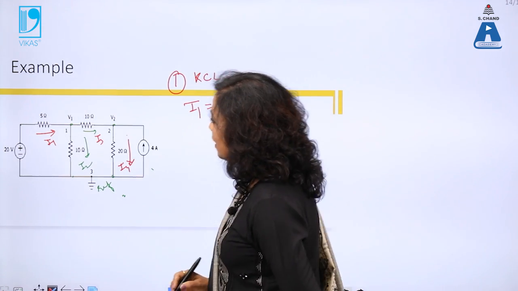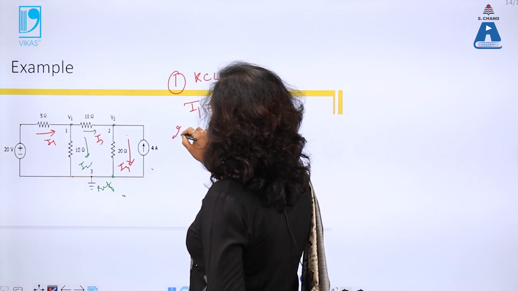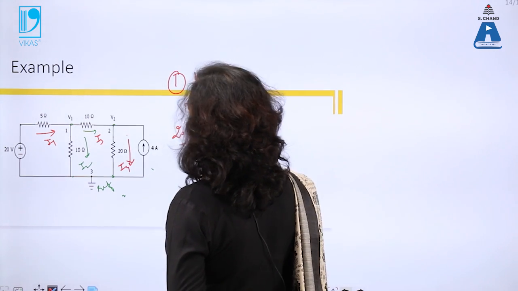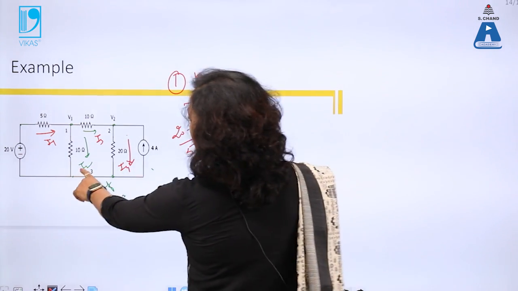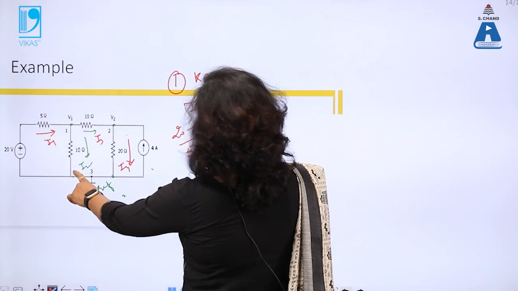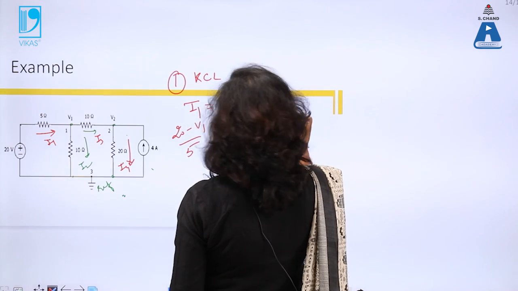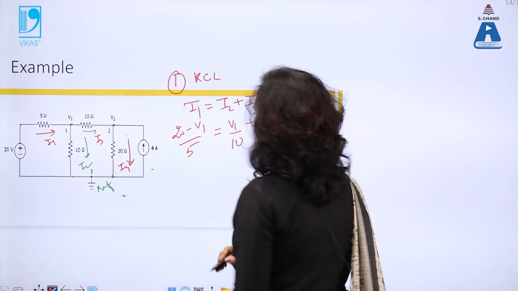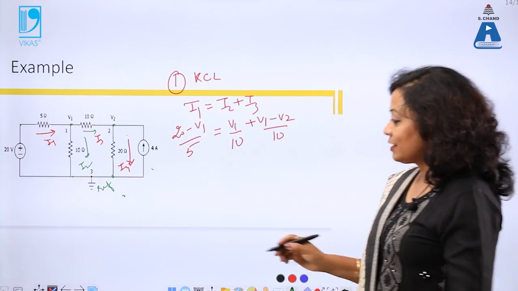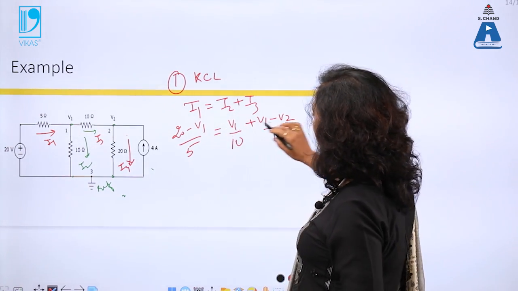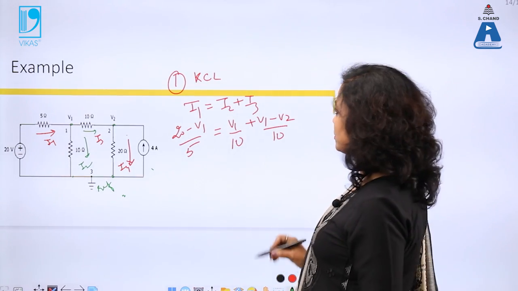So what is the value of I1? I1 is 20 minus V1 by 5, is equal to, what is I2? I2 is this, so this is V1 by 10. What is I3? Plus V1 minus V2 by 10, as discussed in the theory part. So my only variables left are V1 and V2 in this equation.